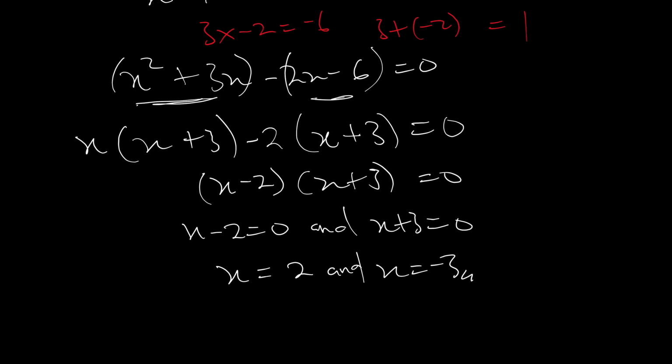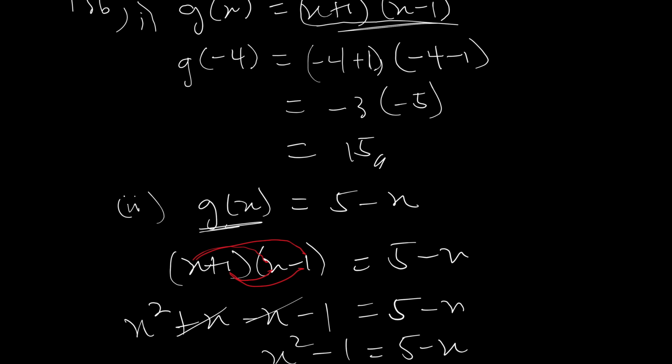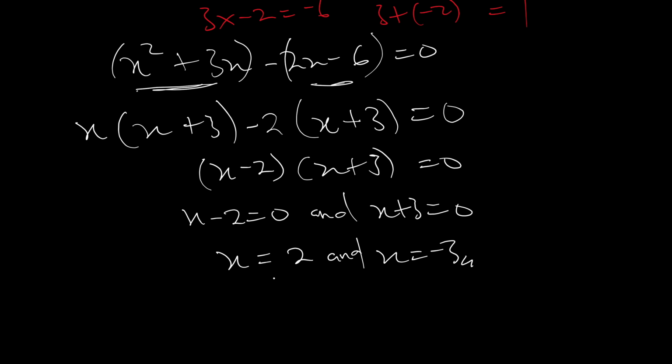So the values of x for which g of x is equal to 5 minus x is 2 and negative 3. So this brings us to the end of question 13 and to the end of the 2020 Nov Core Maths Theory questions.